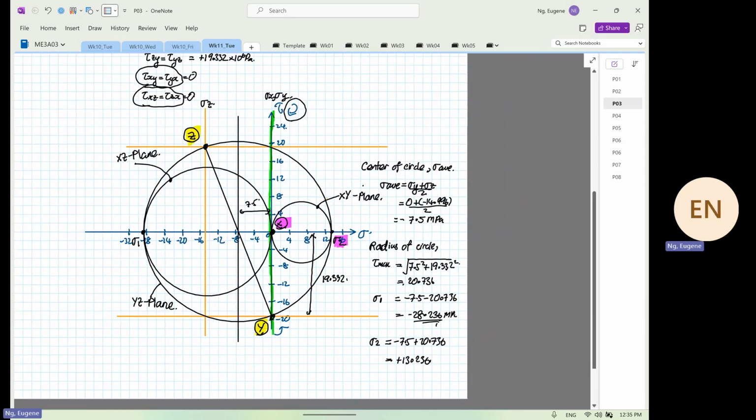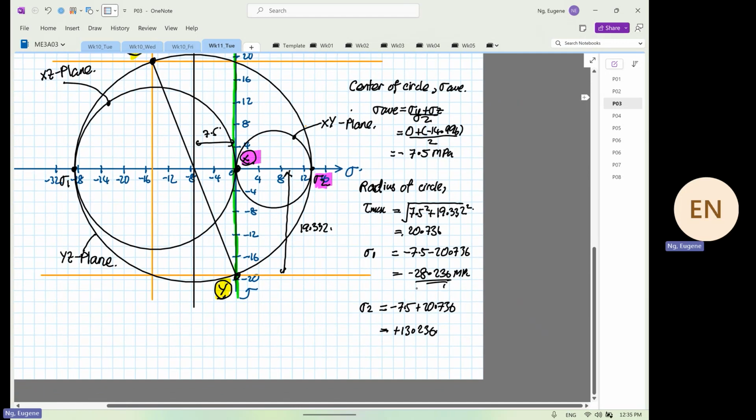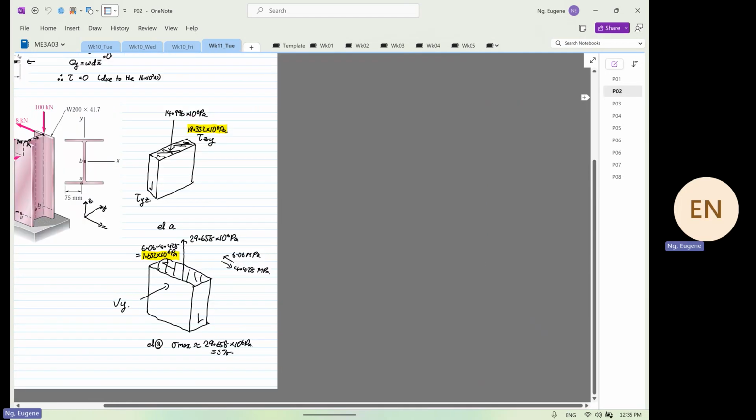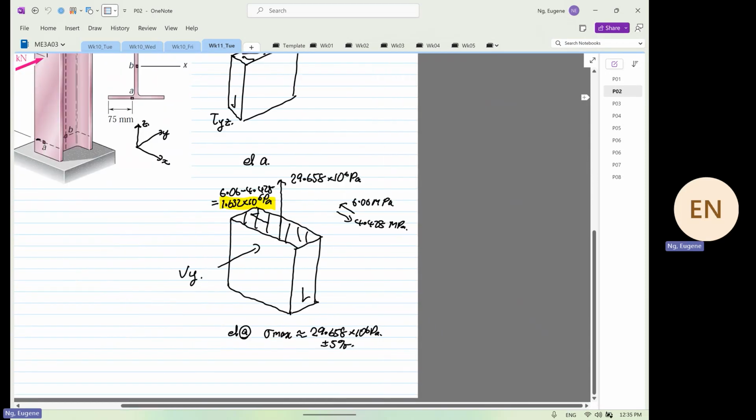Are we clear? Okay. Now, as you can see, the maximum value is what? 28.236 for element B. For element A, the normal stress is already what? 29.658. So the highest stress will be on what? Element A. Are we clear?